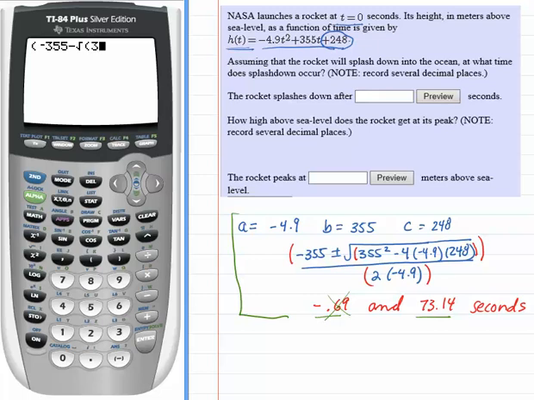So the square root of 355 squared, subtract 4ac, so 4 times negative 4.9 times 248. Now I need a right parenthesis there to tell it that I'm done taking the square root, and then another right parenthesis that tells me that I'm done with my numerator. Now I want to divide by, and again I want to put the denominator in parentheses, and that's 2 times negative 4.9.